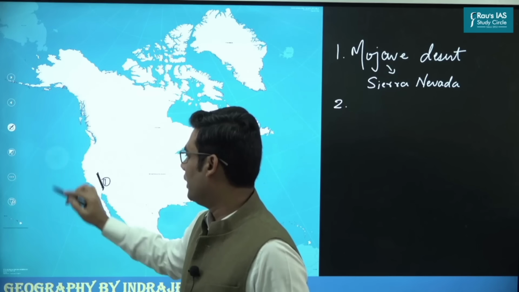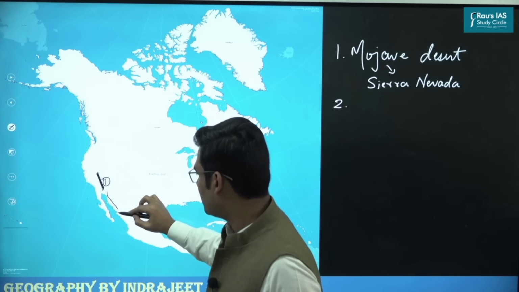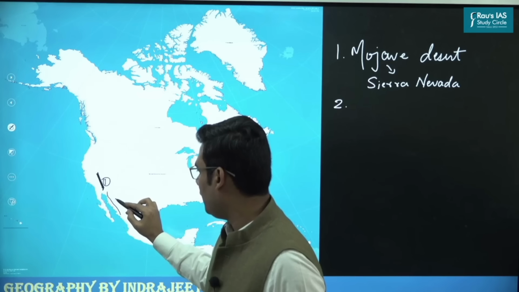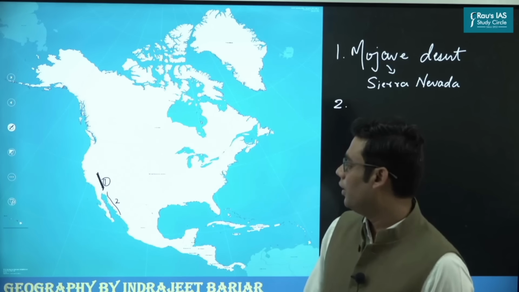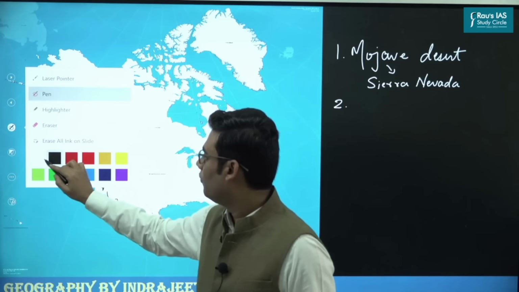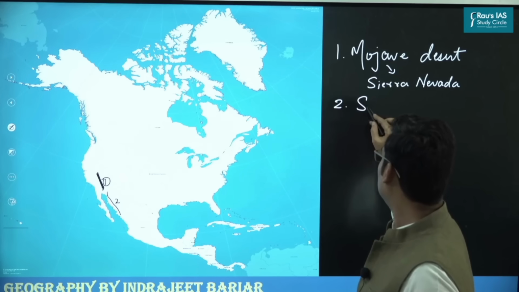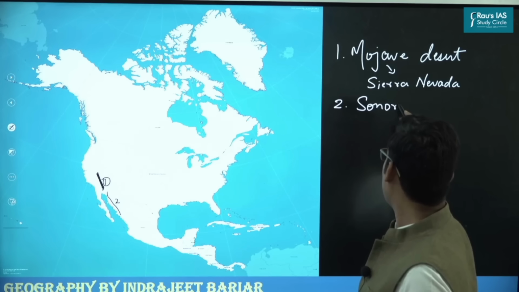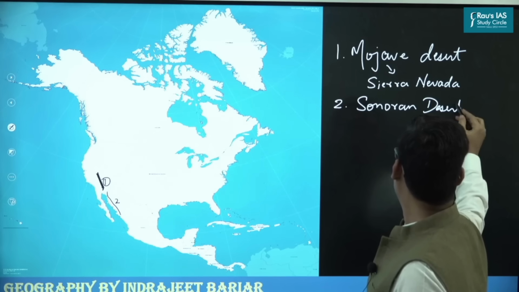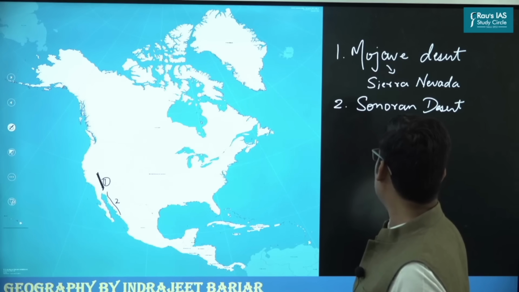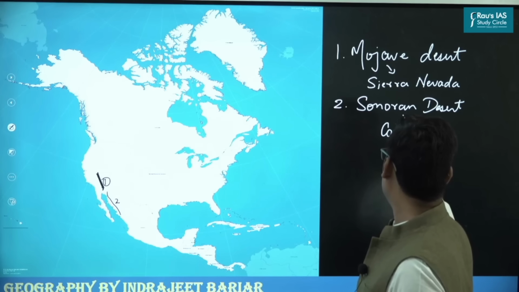Then we come to the second one, which is the coast range of Mexico. And again, towards the rain shadow region of the coast range of Mexico, lies a desert which is called Sonoran Desert. And the Sonoran Desert is in the rain shadow region of the Coast Range.